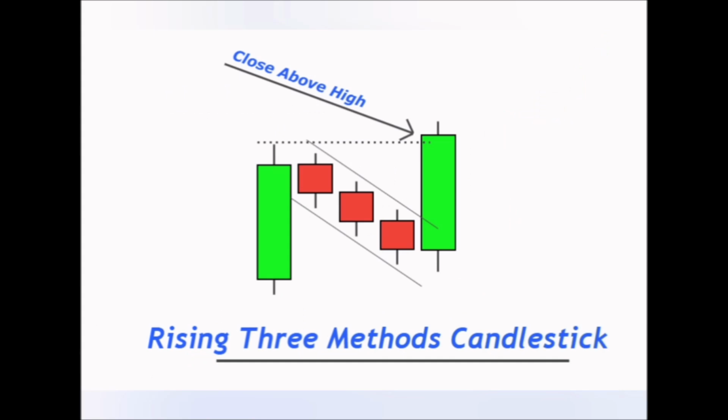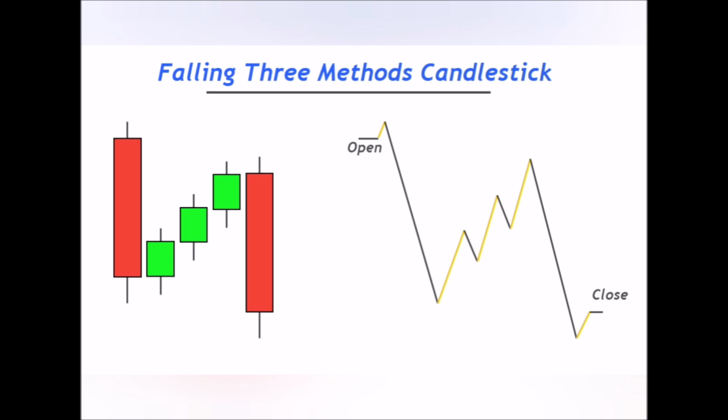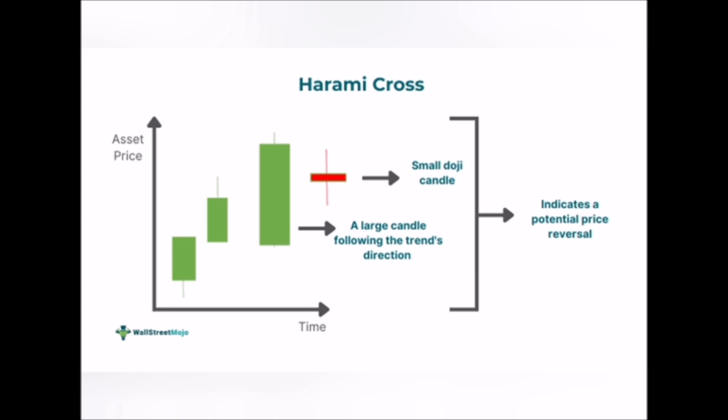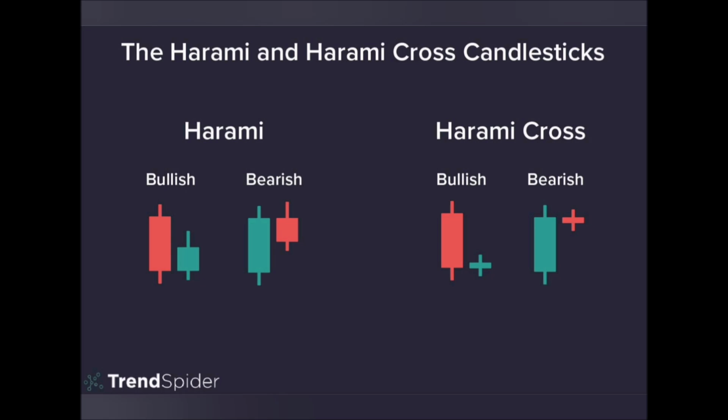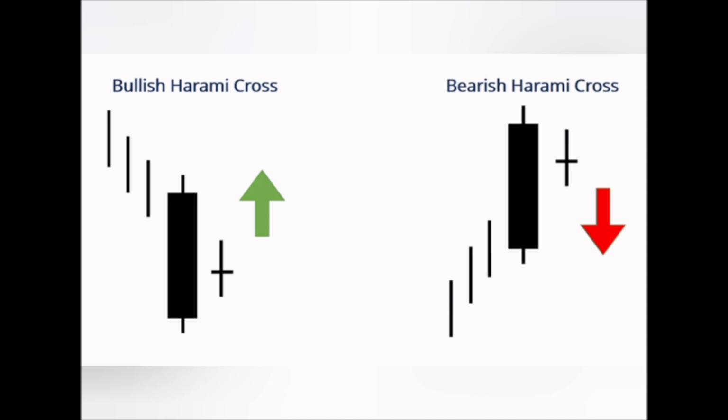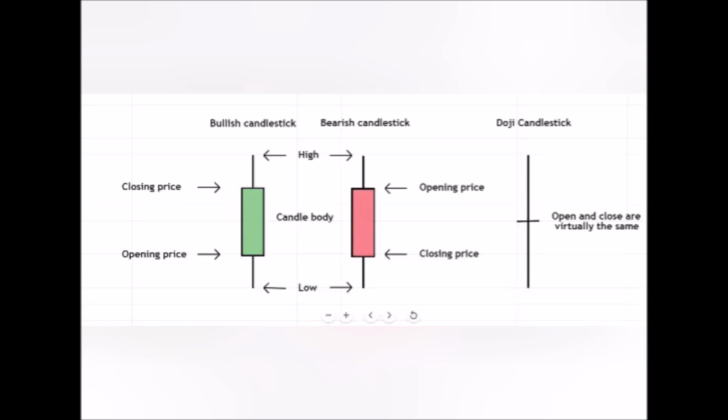Then we also have the falling three methods, which is a bearish continuation. This is the opposite of the bullish continuation, which is the rising three methods. So the falling three methods is the bearish continuation and it is the opposite. Now, this one shows strong trend continuation with controlled pullbacks.